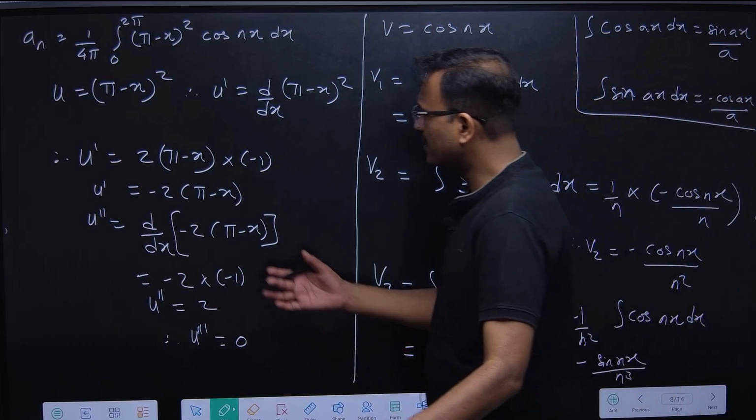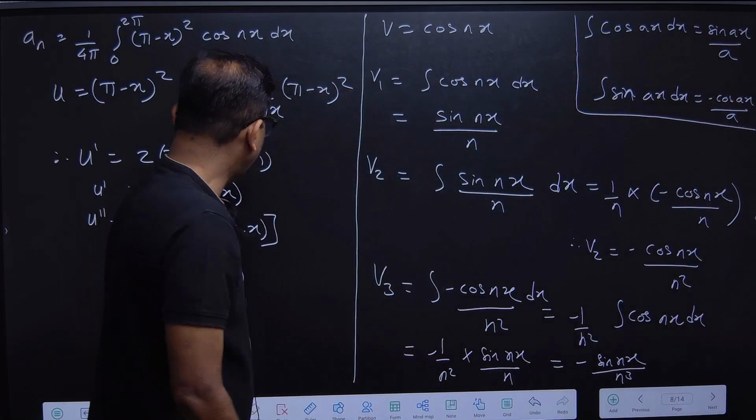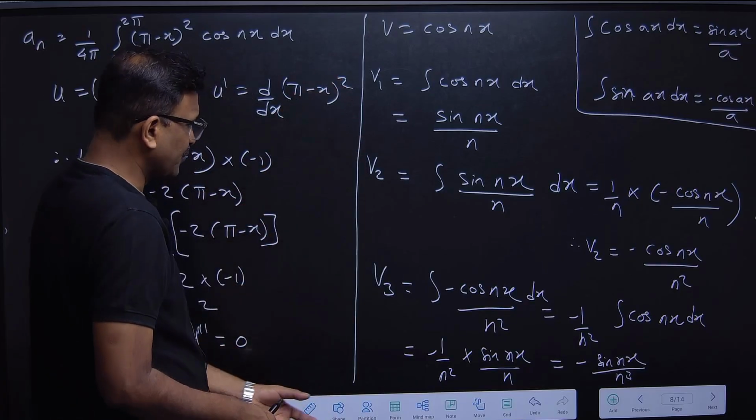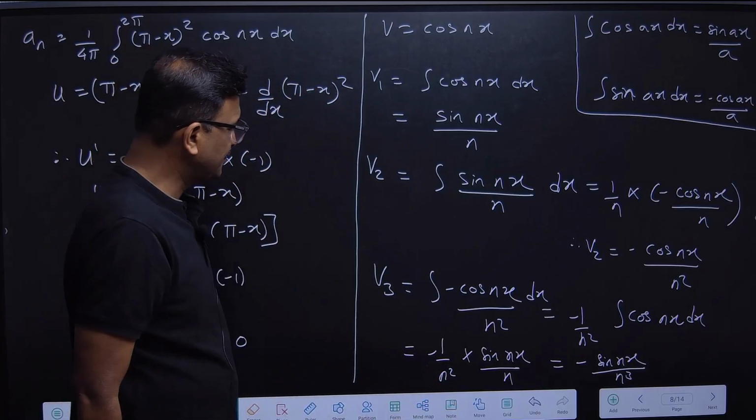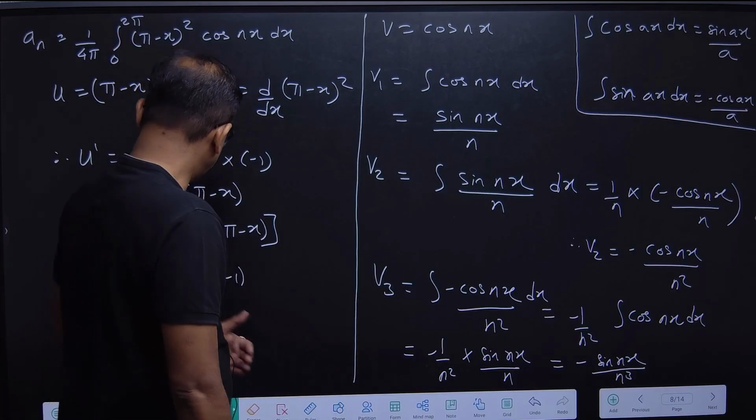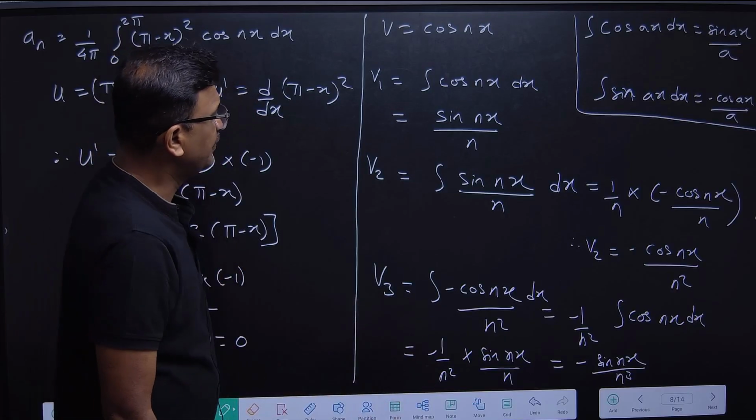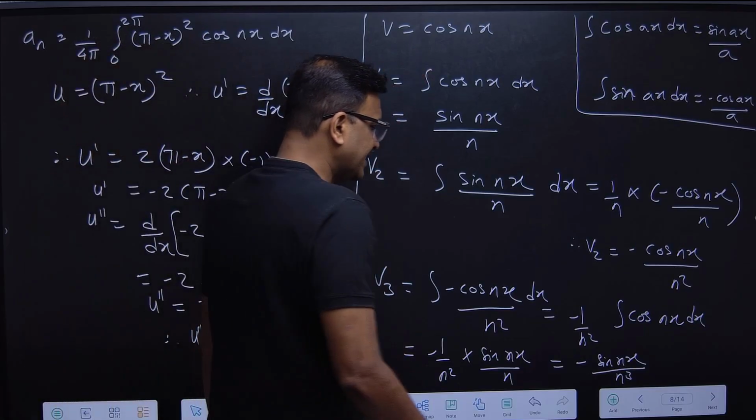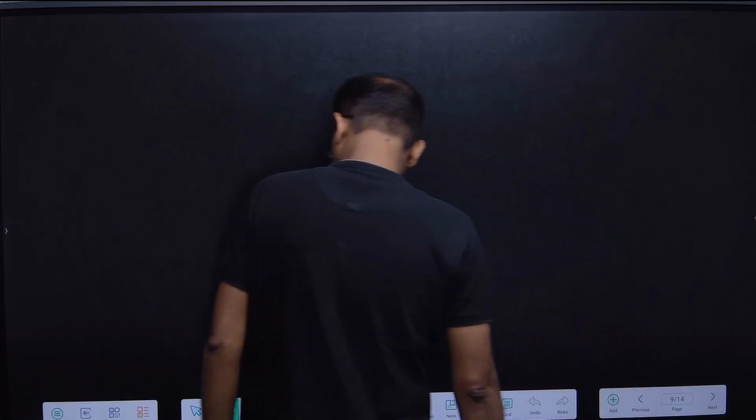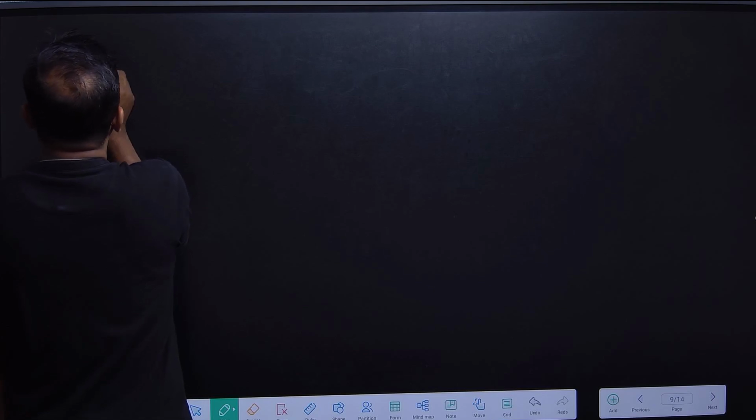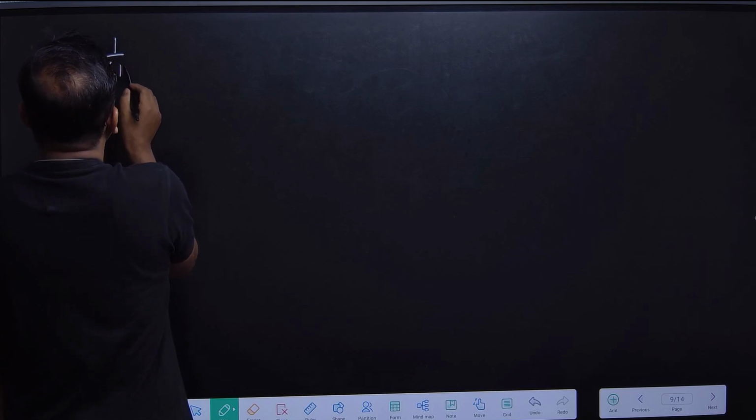I have just shown these steps in detail, how to find u dash, u double dash, etc. Now here u triple dash is 0, so the last term of u triple dash into v4 is going to be 0. So we need terms only till u double dash into v3. Remember, our u is (pi minus x) the whole square, v is cos nx. Now we'll substitute all these values here. Our an now becomes 1 upon 4 pi as it is.